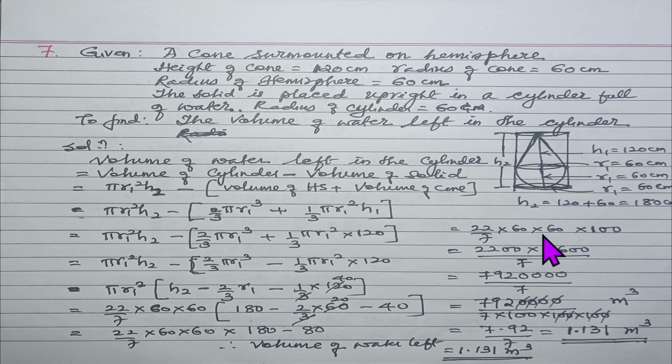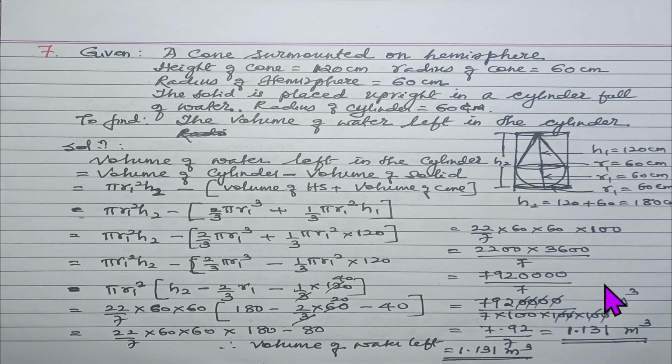and further simplification, we get 22 by 7 into 60 square into 100, and this will be 2200 into 3600 divided by 7, and further simplification we get that is 7.92 by 7, that is equal to 1.131 meter cube. And please try to understand here, it is 1.131 meter cube.